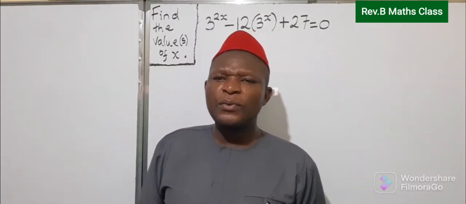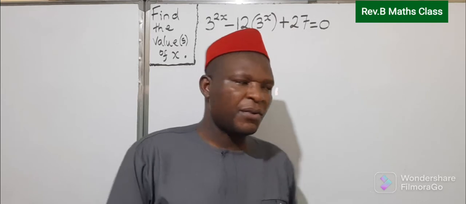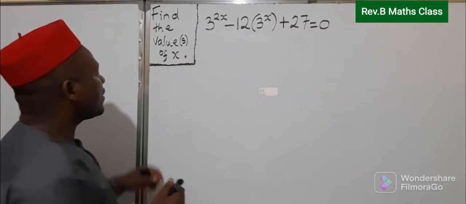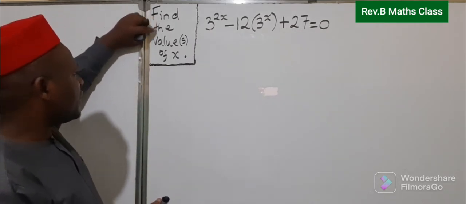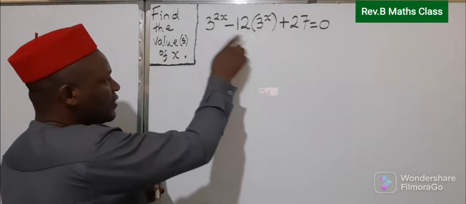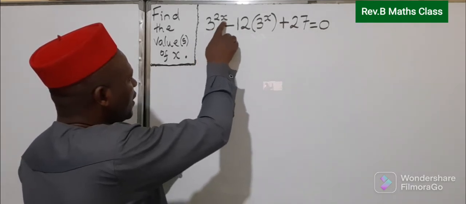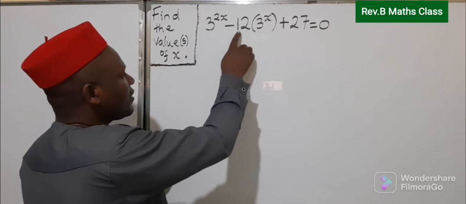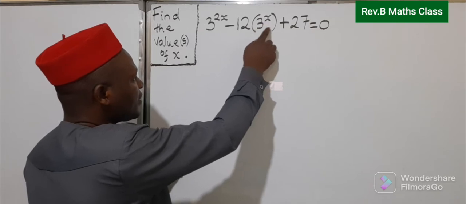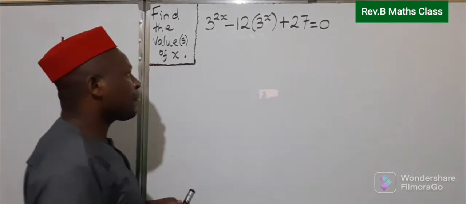Today I'm going to show you, or revise with you, how to solve the equation behind me. Here we go. Here we have a question. The question reads, find the value of values of x. So what is the equation? The equation is 3 power 2x minus 12 in brackets 3 power x plus 27 equals to 0.